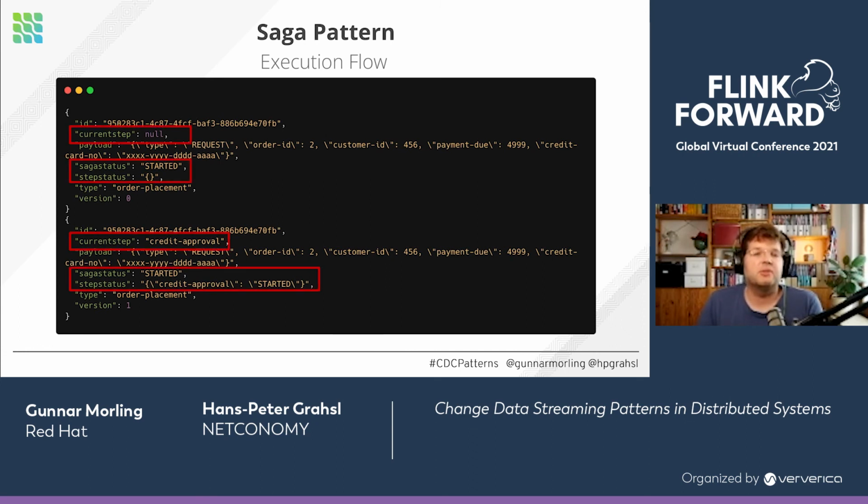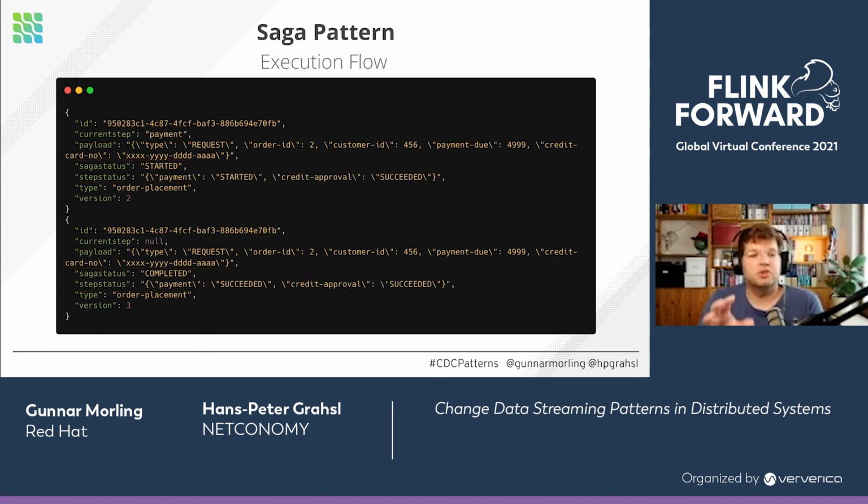And there's a few properties which are in particular interesting. There's this current step property. So this tells us at which step of the flow we are. At the beginning, there's no step, so it's the initial one. And then later on, we are on the credit approval step. And we also see how those status attributes change accordingly. So first of all, we are on the started state, and there's no status for the individual steps yet. And then in the second event, we see, okay, now this Saga has started, and this credit approval step has started. So that's what we see in the step status.